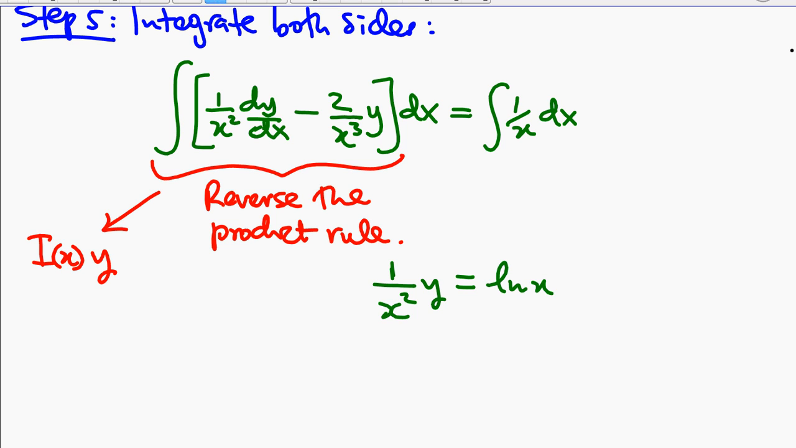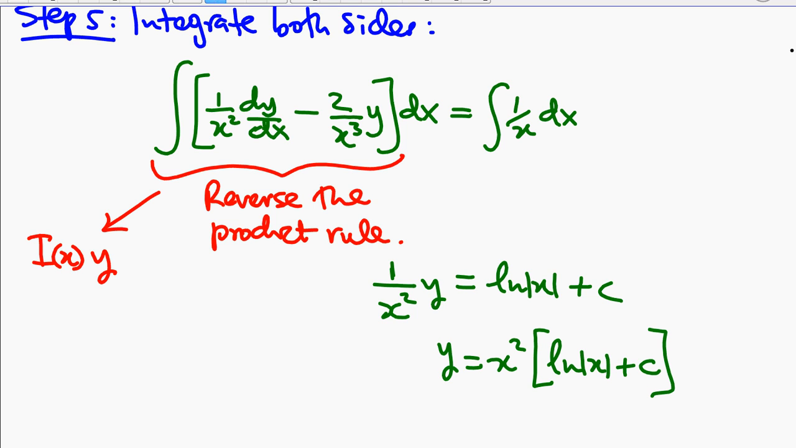Now, we don't know whether x is greater than 0. They haven't mentioned that in the question, so we'll write the absolute value of x plus c. We can simplify this equation as y will be equal to x squared multiplied by ln absolute value of x plus c, if that makes sense. All right, and that will be our general solution.